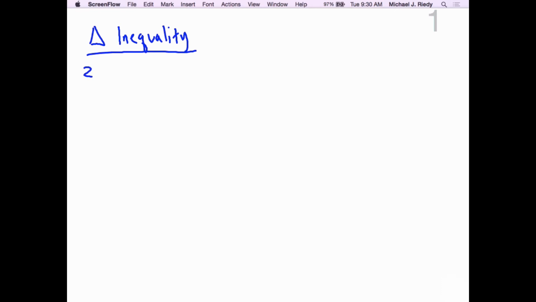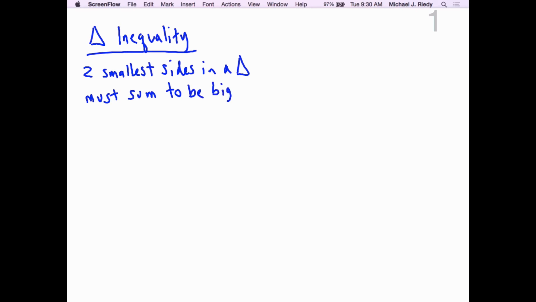It says the two smallest sides in a triangle must sum to be bigger than the third side. Otherwise, you don't have a triangle.